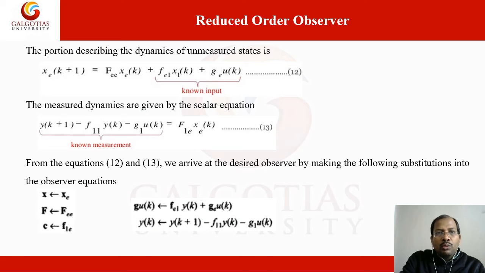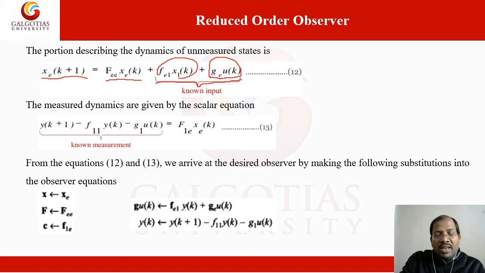Now we have to write these portions. From this partitioned matrix we write the equations, since we are interested in the unmeasured state. The unmeasured state variables are what we want to estimate. So we can write xe k plus 1 is equal to Fee xe k plus Fe1 x1 k plus Ge u k. This Ge u k is known and Fe1 x1 is also known. So overall these two terms are known values, and only this one is unknown.